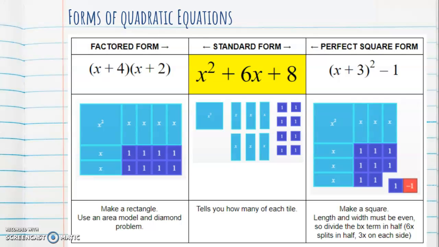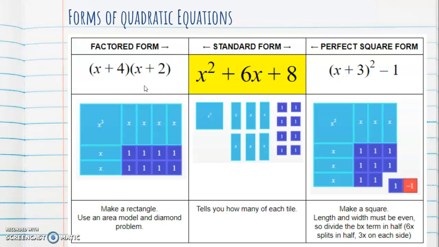So first of all, I want to make sure we understand there are different forms of a quadratic equation. We started off with standard form, ax squared plus bx plus c. It just tells you how many of each tile we have, right? So we have different terms. An x squared is like a big square, and we got skinny sticks and then singletons. And then we talked about factored form, and we went from standard form into factored form. In factored form, you can see it's arranged in a rectangle.